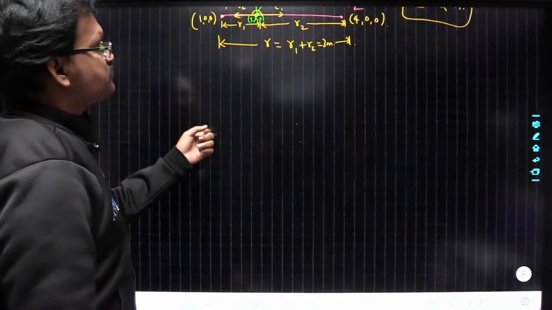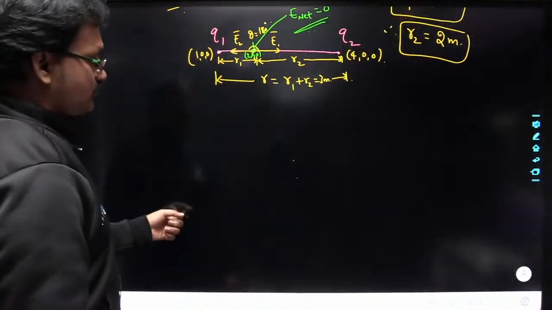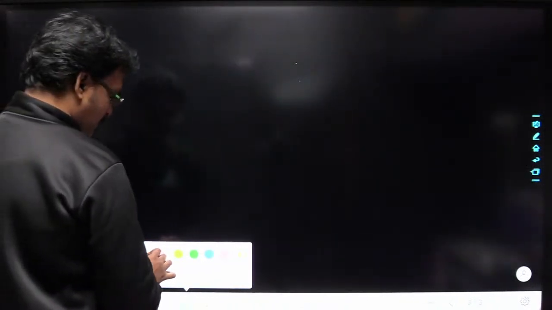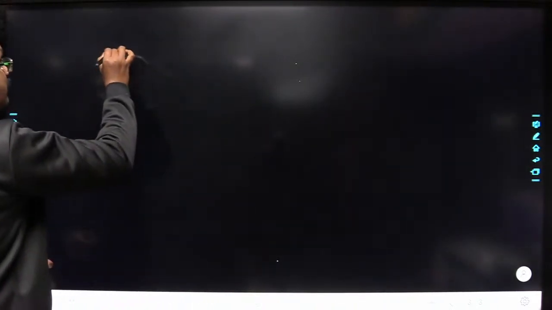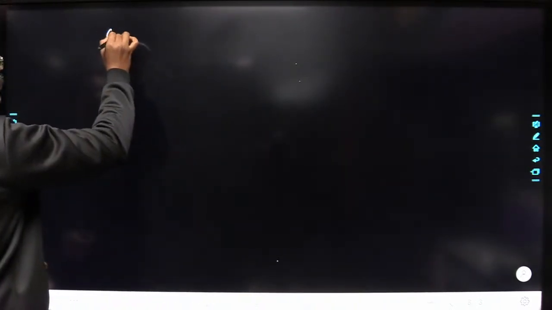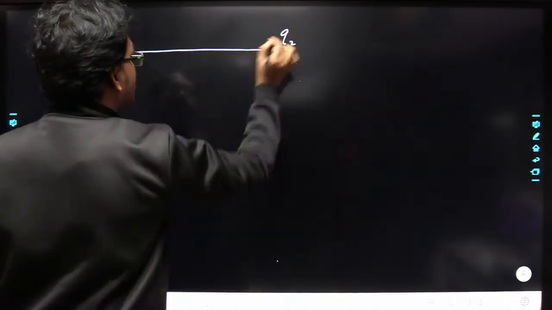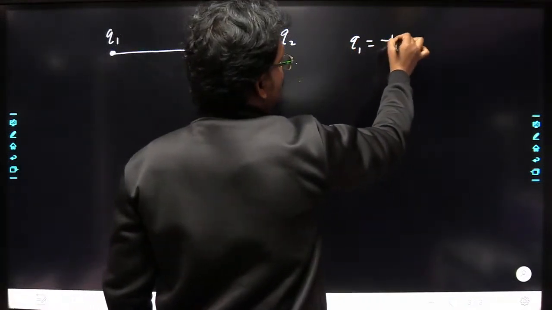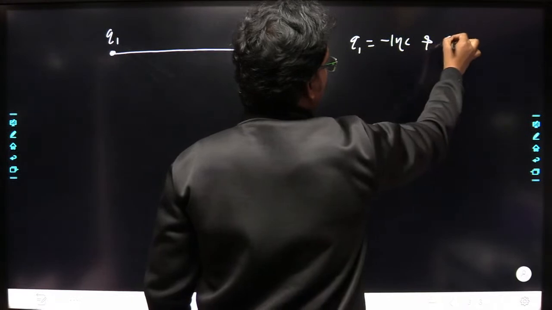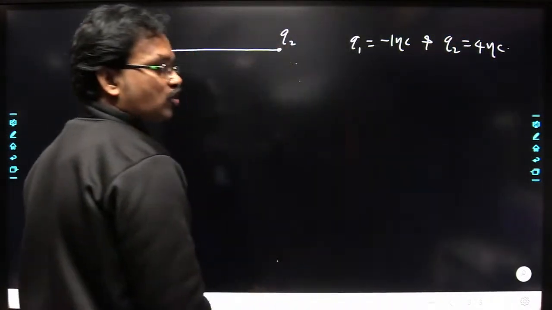Okay. So next, suppose in the above problem, I have given here Q1 and here Q2. Now suppose Q1 is equal to minus 1 nanocoulomb and Q2 is equal to 4 nanocoulomb.